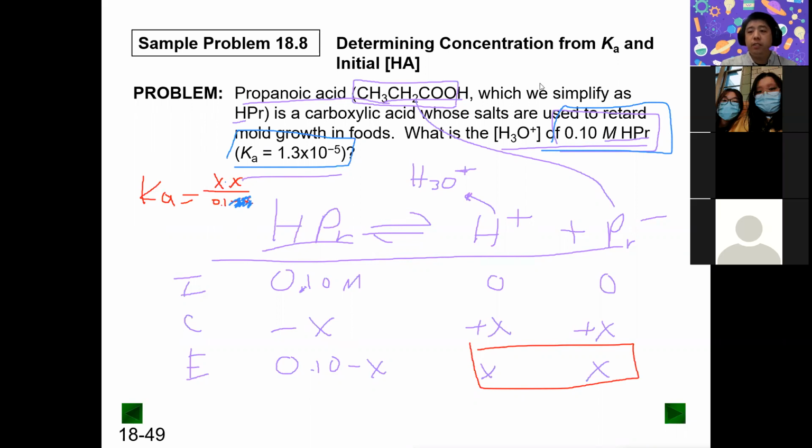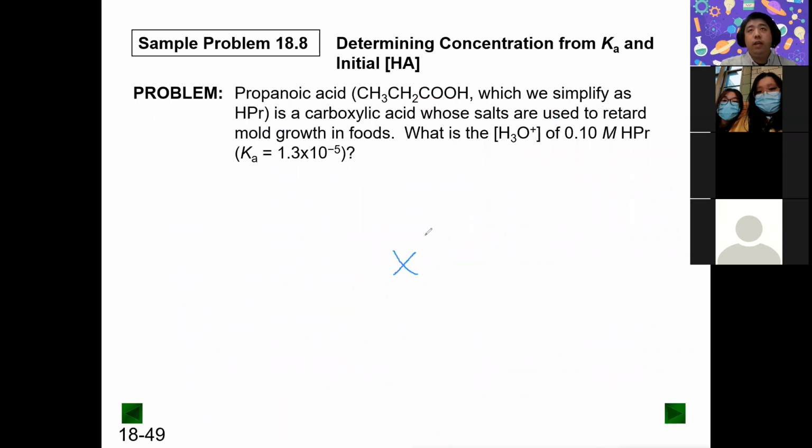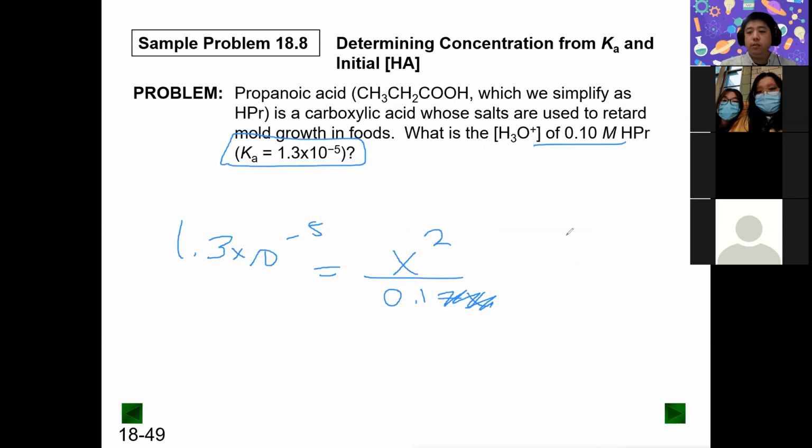Okay, I'm going to clear my screen now. So once again, I have X squared over 0.1 equals that Ka value. Well, I'm just going to write it as 1.3 times 10 to the negative 5. The reason the X is gone, the minus X here, is because I assume that my 5% rule should fit. So if I plug it in here, my initial concentration, 0.1 over my Ka value, this should be a number greater than or equal to 400. Does that make sense?